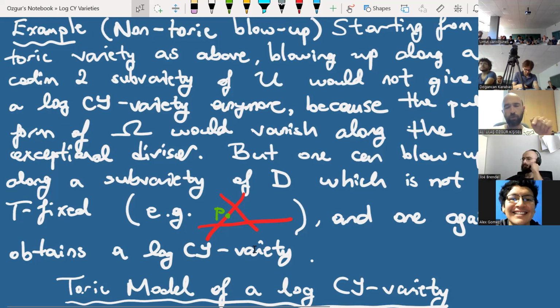Let's see. I think you have to do the total transform, but take reduced. So this is what you would have to do. If you don't take the exceptional curve over P, it will not be compactified. So you do have to take it, but the anti-canonical divisor is the strict transform of the toric divisor.